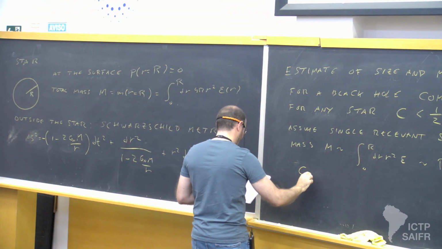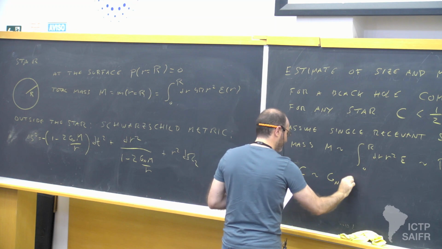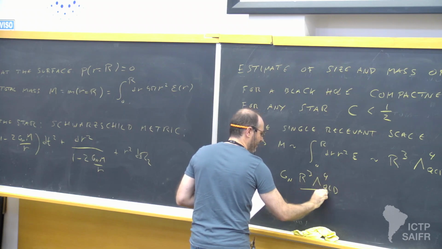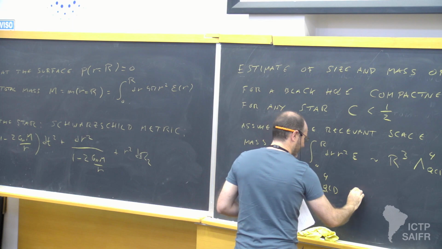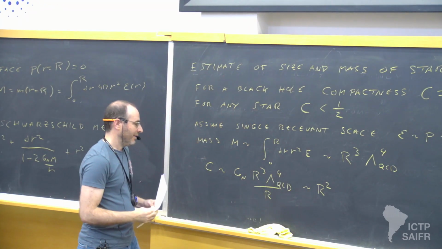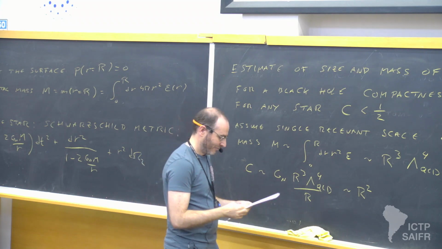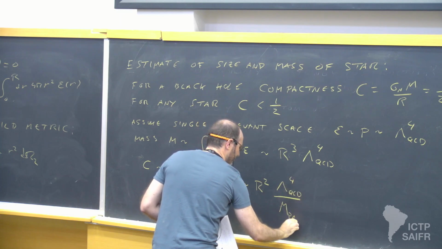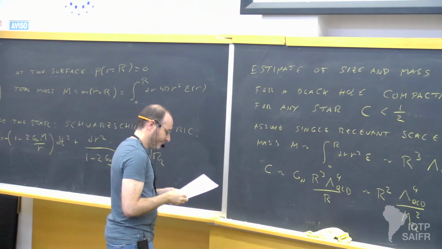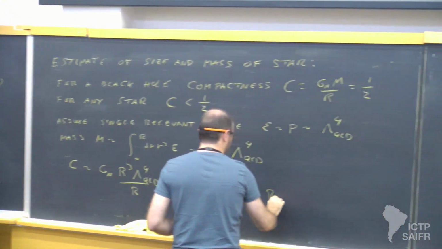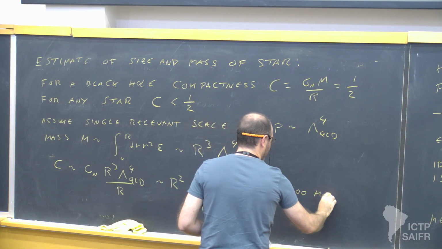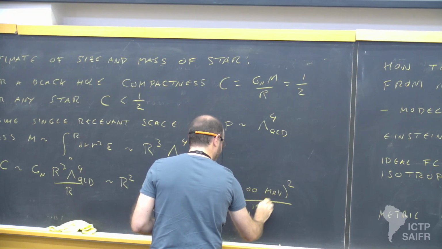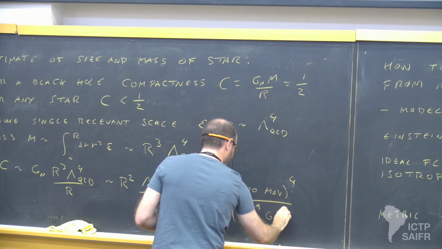And then the compactness is like G Newton times the radius cubed times lambda QCD to the 4, divided by the radius. So this is like the radius squared. And in natural units, G Newton is 1 over the Planck mass squared. Okay, so this is like 200 MeV squared over 10 to the 19, sorry, to the 4 GeV squared.